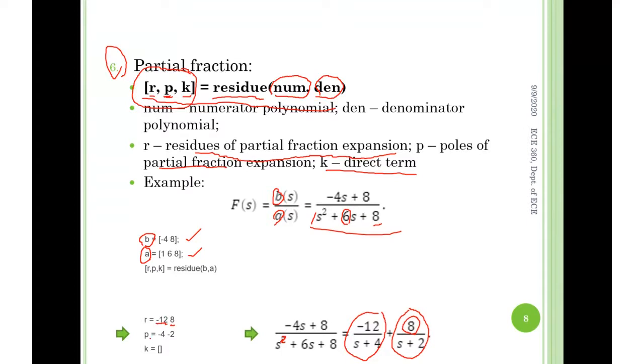And then P is the pole values. The first pole is -4. The second is -2. Those are the values making the denominator equal to 0. Therefore, the first denominator here is s plus 4, not -4. The second is s plus 2, since -4 and -2 are the s values making them equal to 0, right? So the pole values are contained inside of P.